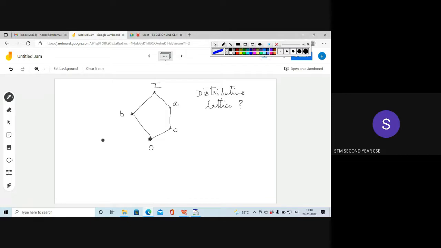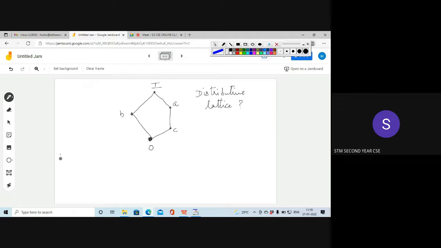You have to check the distributive law for three combination elements. So instead of taking I and O first, you can take the given elements first. Always take the given elements first. So first combination, let us take A, B, and C and check if the distributive law is satisfied.